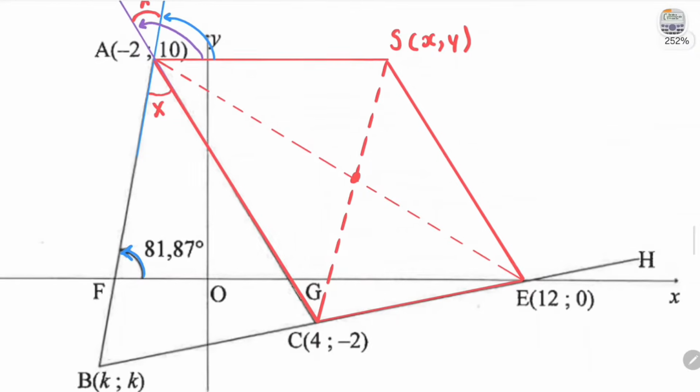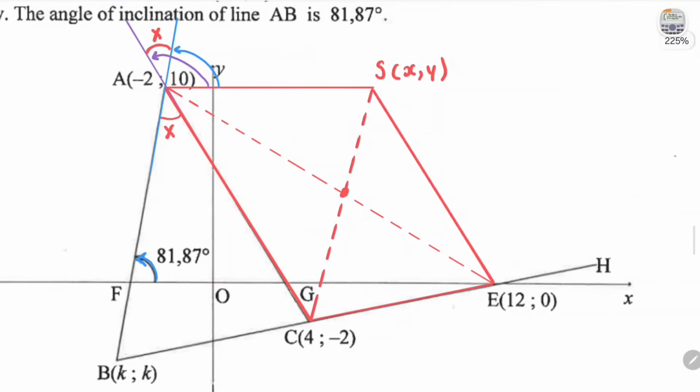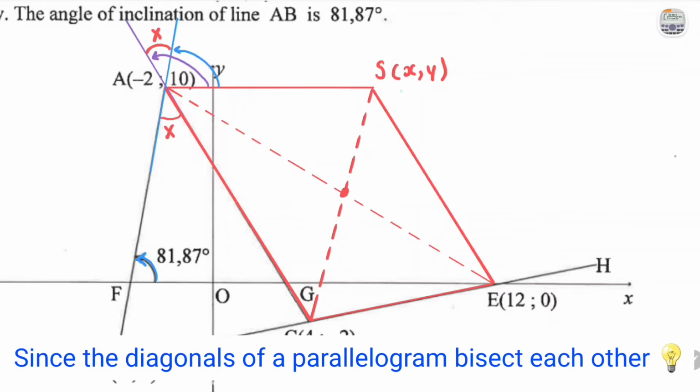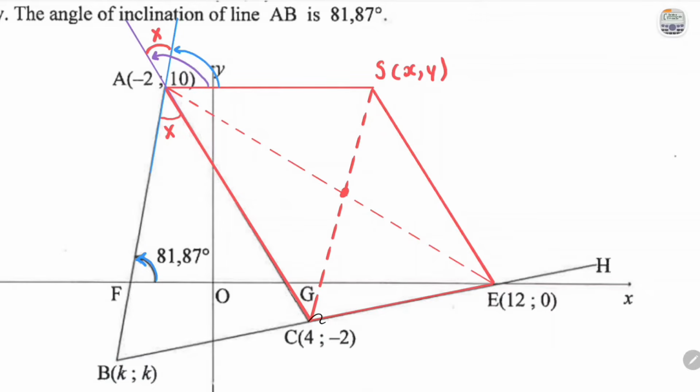Okay, so looking at this parallelogram, we know that in a parallelogram, that point of intersection would be the midpoint of both diagonals. So that is the midpoint of CS, but you can see that we don't have S, so we can't use that point. But it is also the midpoint of AE. So to find that, we simply have to find the midpoint of line AE, and that would serve as the point of intersection of the diagonals of this parallelogram.